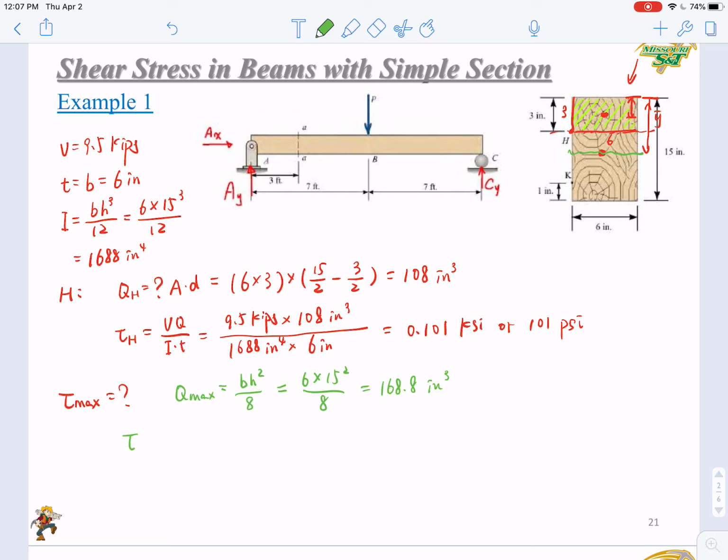Okay, then tau max can be calculated. Since V, t, and I are all constant, Q max means tau max. So VQ max over It is 9.5 kips by 168.8 cubic inch over 1688 inch to the 4th times 6 inch. So you get 0.158 ksi, or 158 psi.